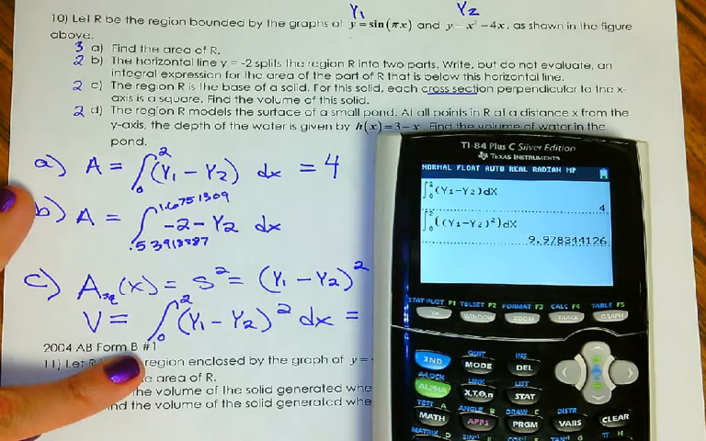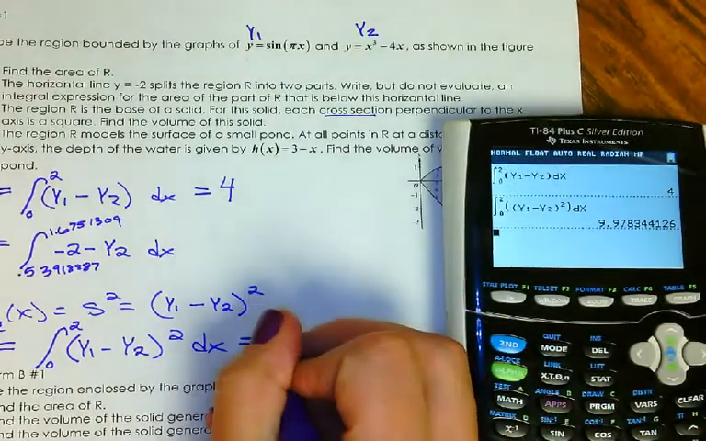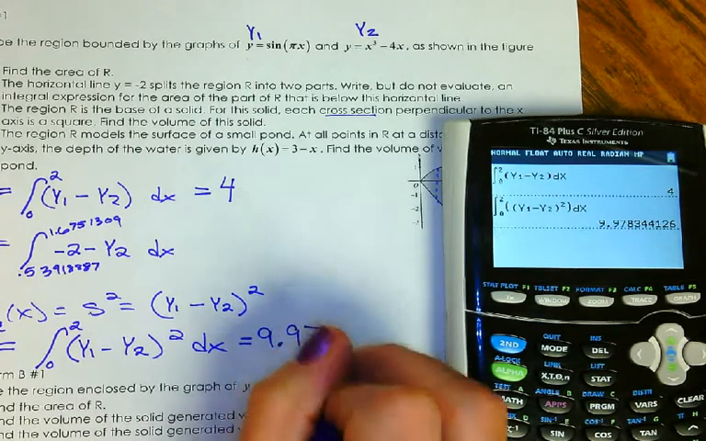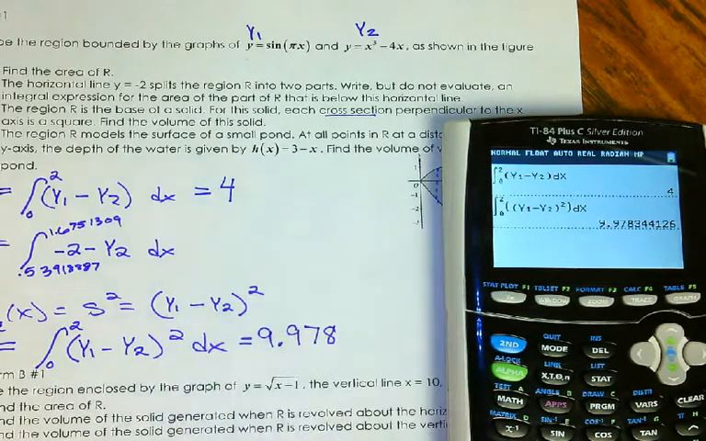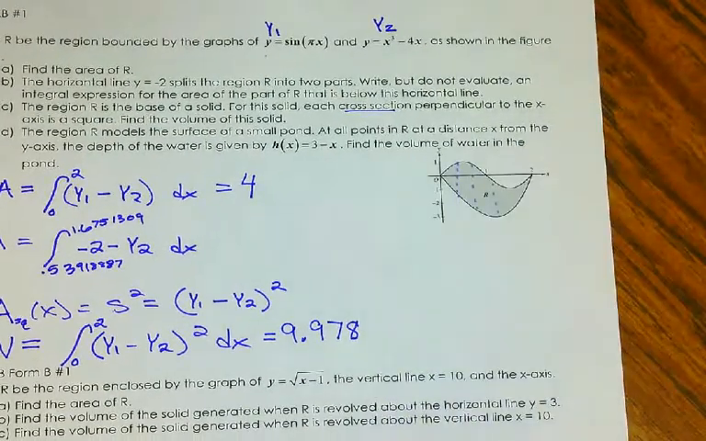Make sure I typed everything in correctly. And I get that number, and I'm just going to round that to 3 decimals. So that gives me 9.978 for my volume there using cross sections that are squares. Okay? So I thought that those 7 points were pretty good.